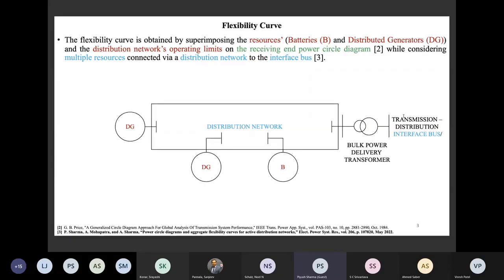Such circle diagrams have been reported in one of our publications very recently, and then we can superimpose the operating limits of these resources as well as the operating limits of the distribution network on the diagram to get the aggregate flexibility curve. Now, since the main topic of this presentation is flexibility curves, we will restrict ourselves to flexibility curves. The circle diagrams have been reported, and we can refer to this paper for further details.